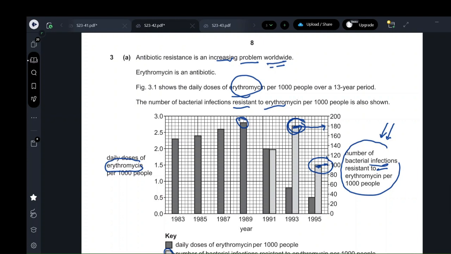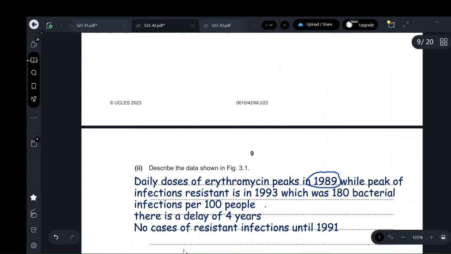Now, this makes sense. Usually, the effect of increased antibiotic will not be shown in the same year. It will be shown after a few years. And this is what happened. When the antibiotics increased a lot, after 4 years, the resistance increased a lot. The effect appears after a while. So we say that there is a delay. There is a delay in effect.